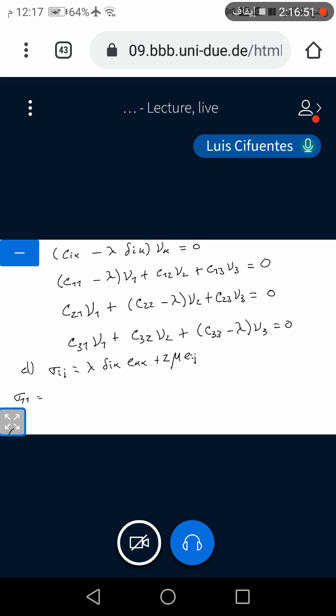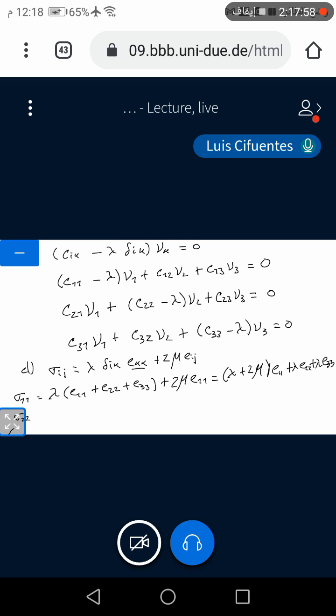And this is just 1, 1 summation. So we have lambda summation for this basic tensor, e11 plus e22 plus e33, plus 2 nu e11, which means that we have the following: lambda plus 2 nu, e11, plus lambda e22, plus lambda e33.